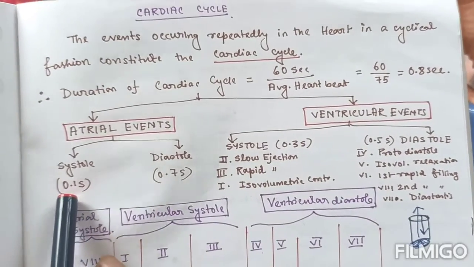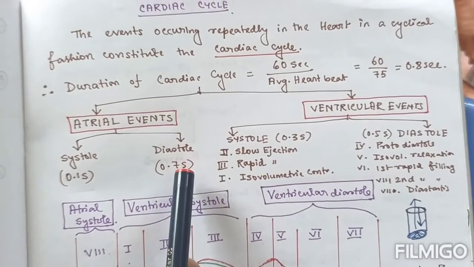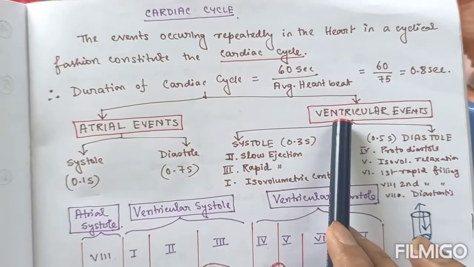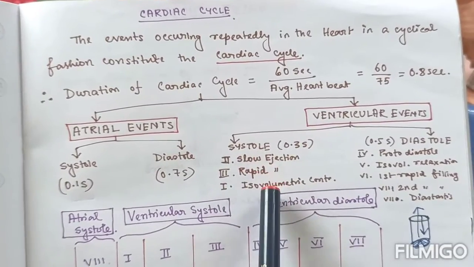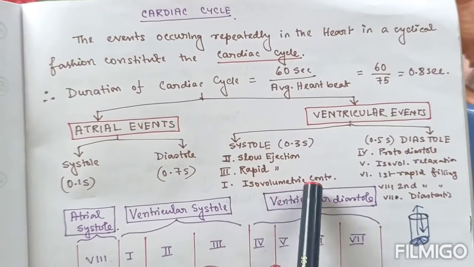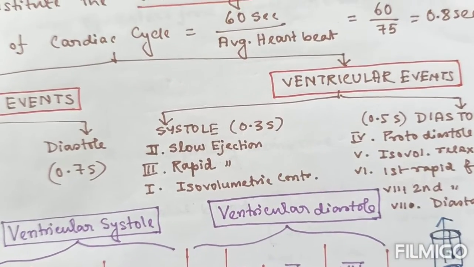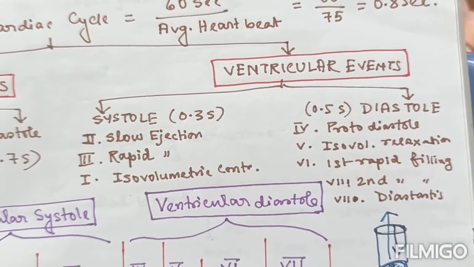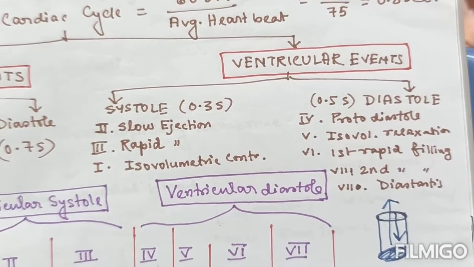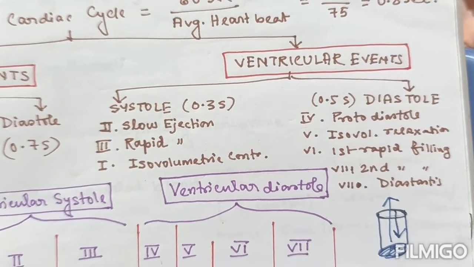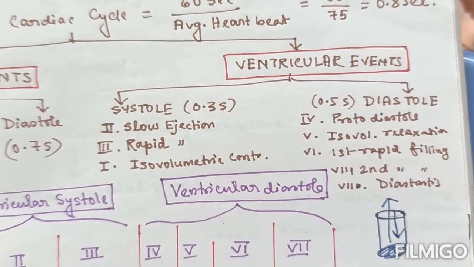The duration of atrial systole is 0.1 second and the diastole is 0.7 second, while for ventricular events, ventricular systole is 0.3 seconds, which again has three subphases: isovolumetric contraction, slow ejection and rapid ejection phase. And ventricular diastole, which constitutes 0.5 second, again has five subphases: protodiastole, isovolumetric relaxation, rapid filling, diastasis and second rapid filling phase.